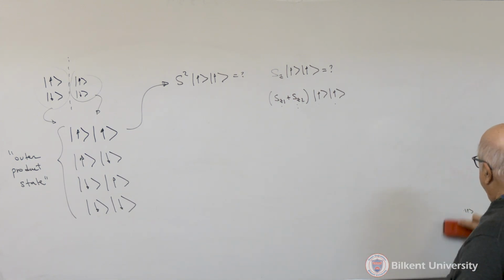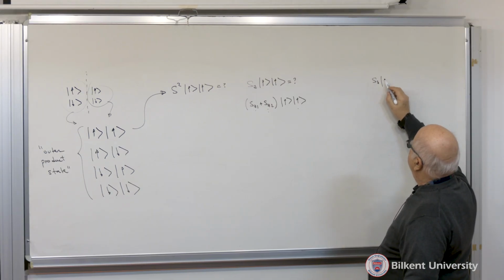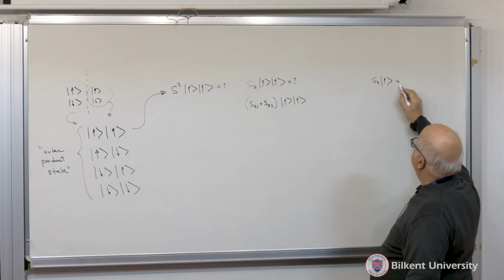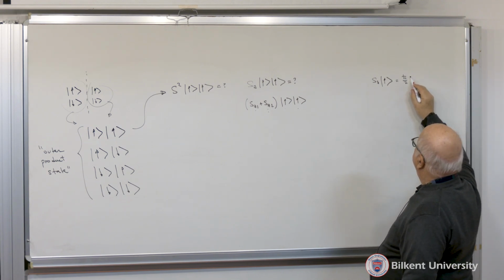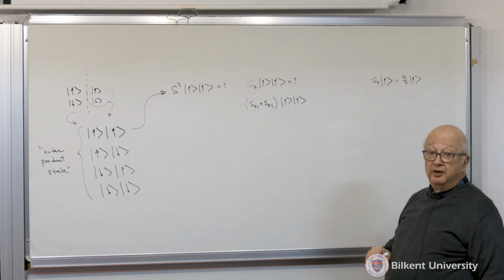Well, what about in this case? Okay, what's S_z on up-spin? It gives me ħ/2 up-spin, right? Because it's an eigenstate of that. Okay?